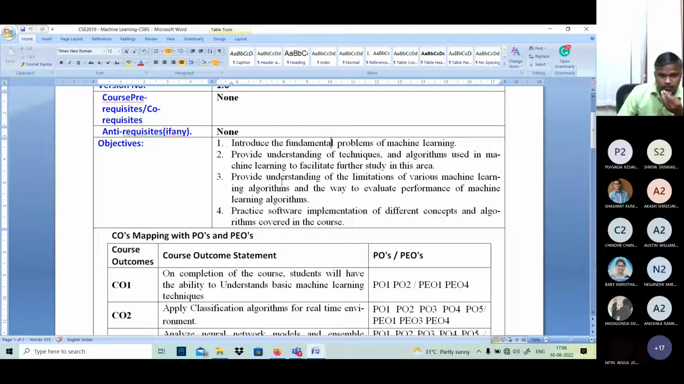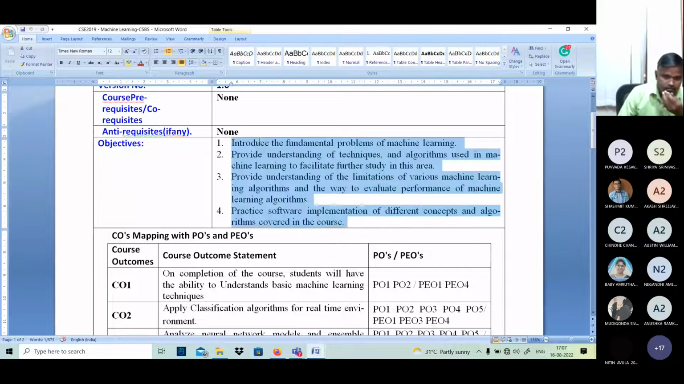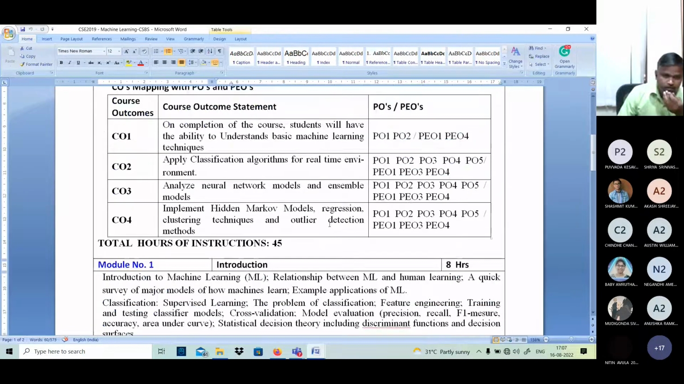And also it provides understanding of the limitations of various machine learning algorithms and the way to evaluate the performance of different machine learning algorithms. And the fourth objective is practicing software implementation of different machine learning concepts and algorithms. So these are the objectives, and we will see the course outcomes.